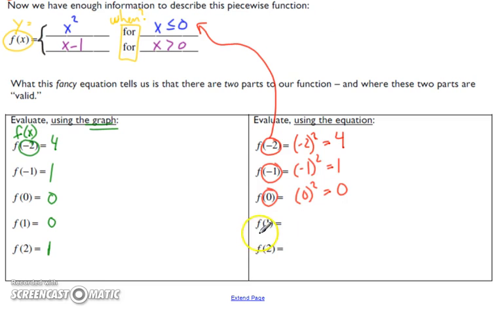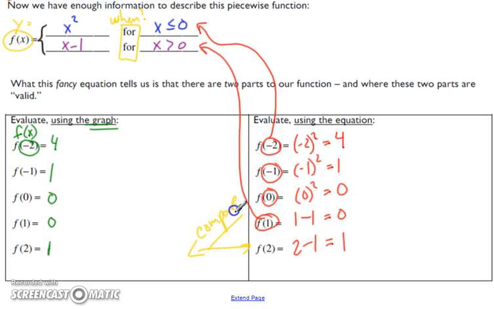Then I'm going to plug in the next two. F of 1, I've got to see where that goes, but that doesn't go in the blue section anymore. Now this goes in the purple section because 1 is greater than 0. So now I'm plugging in here to the purple. 1 minus 1 is 0. If I plug in 2, again that goes in the purple, so 2 minus 1 is 1. Notice I can kind of compare my answers here.